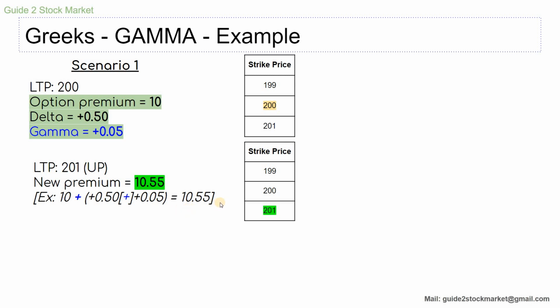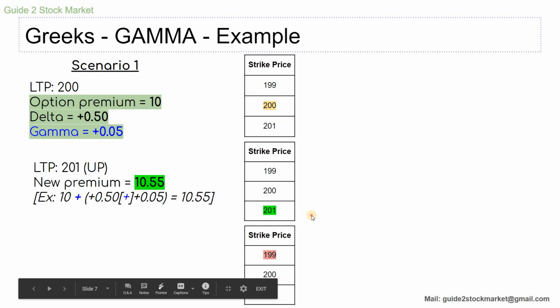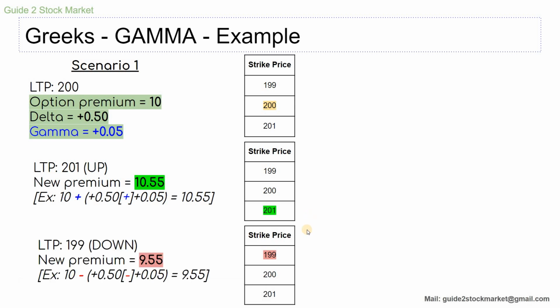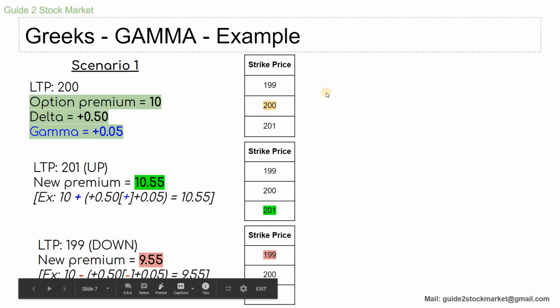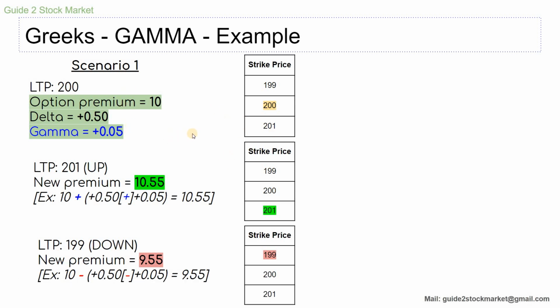So this is for an increase. What will happen for a decrease? If the price decreases from 200 to 199, the new premium will be 9.55. The 0.05 gets reduced from delta, so 0.45 will be the value. Subtracting 0.45 from the premium of 10 gives 9.55. So this is scenario 1 with positive delta and positive gamma.